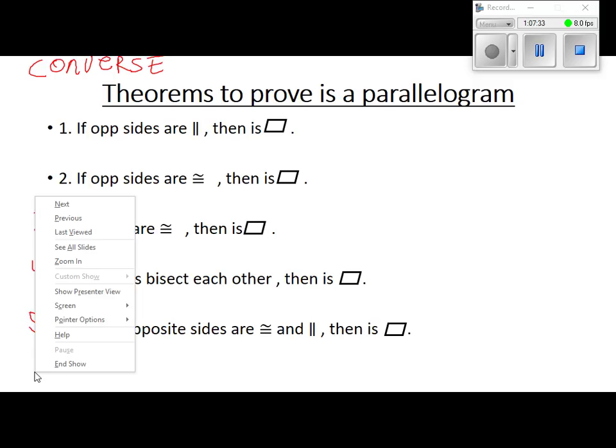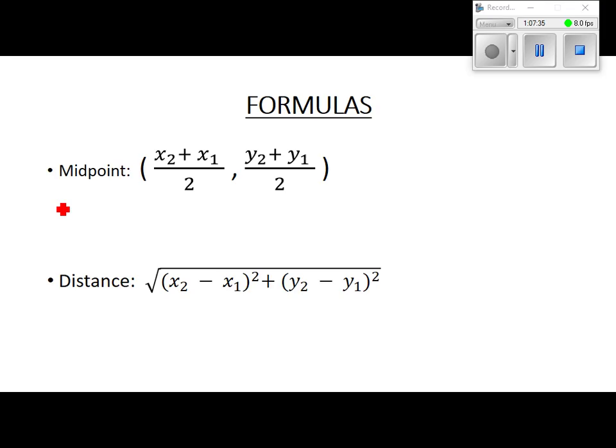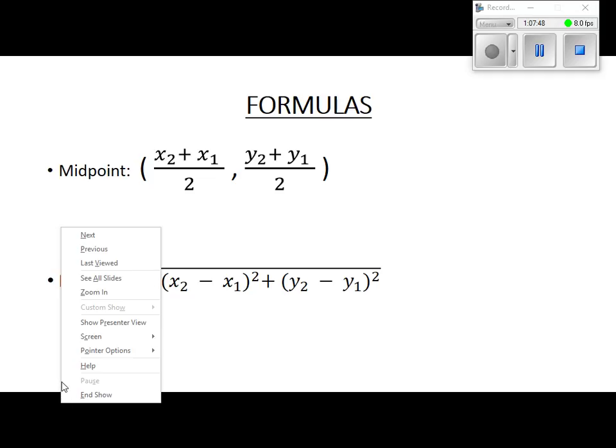Does everybody have this? We've got to move along. Those are the midpoint and distance formulas. If you want to write them down again, they're up there. I'm going to skip this slide. I put them back because apparently on the homework, you're probably going to have to use those formulas again.